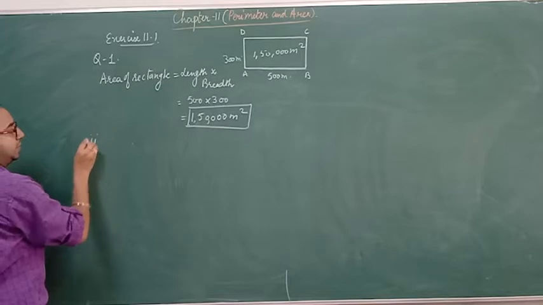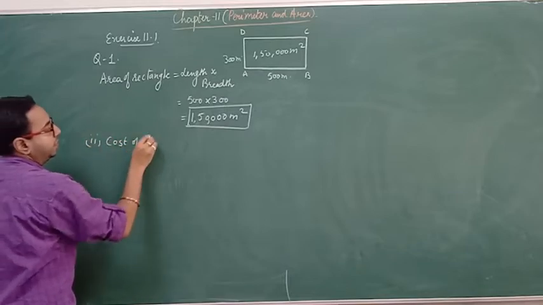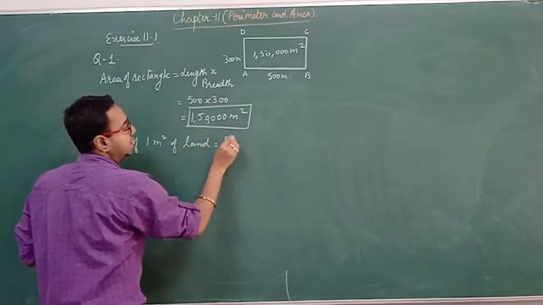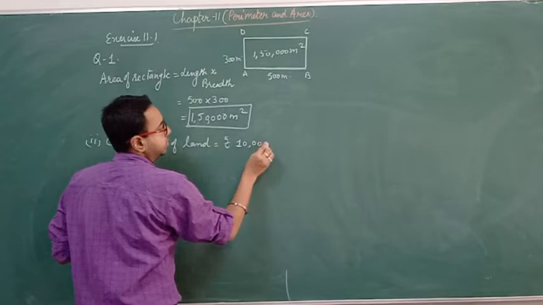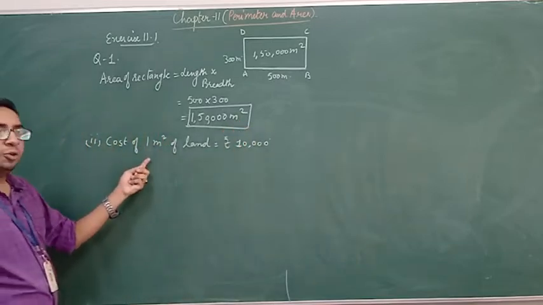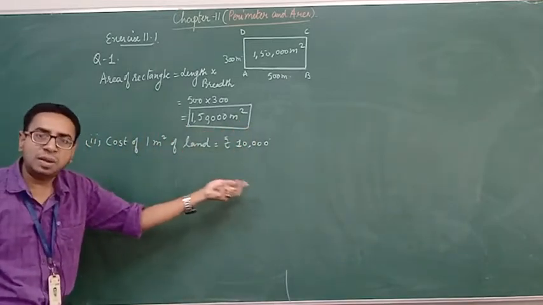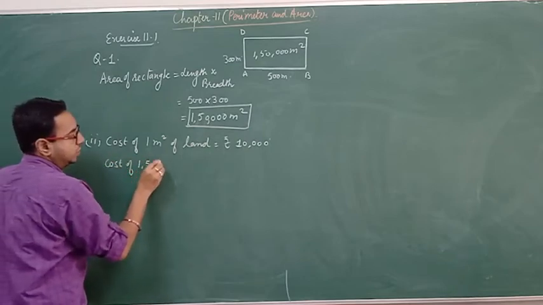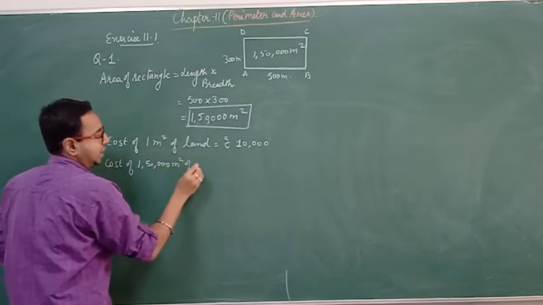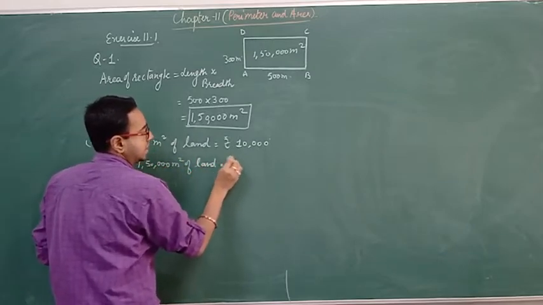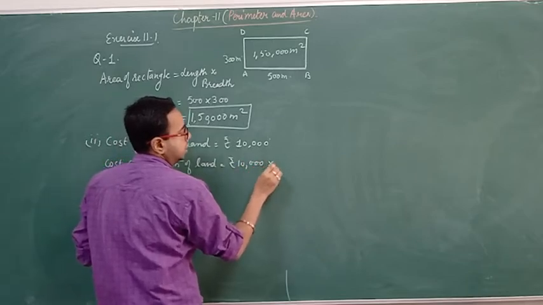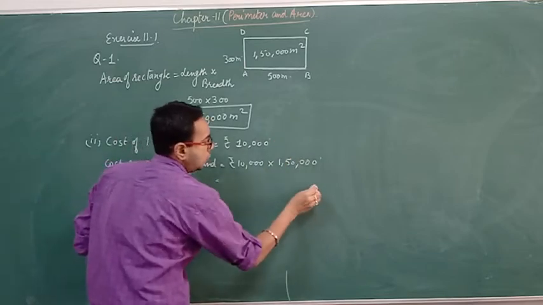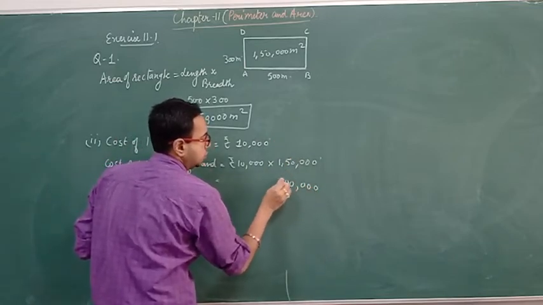Now we have to find the cost. It is given in the second point. Cost of 1 meter square of land is rupees 10,000. So what will be the cost? Unitary method. If 1 meter square cost is this, what will be the cost of this? We'll multiply. Cost of 1,50,000 meter square of land is rupees 10,000 into 1,50,000.